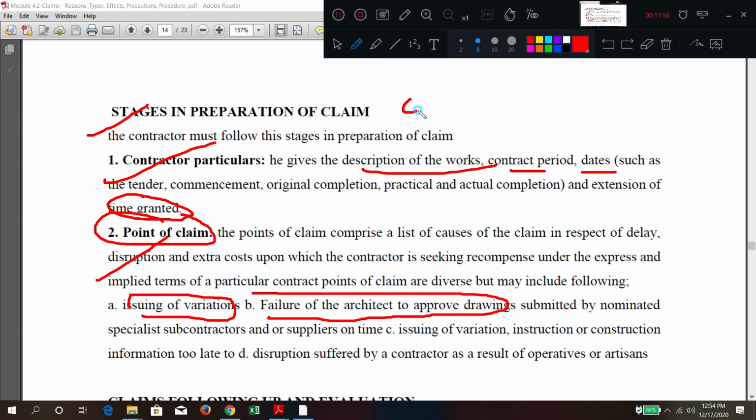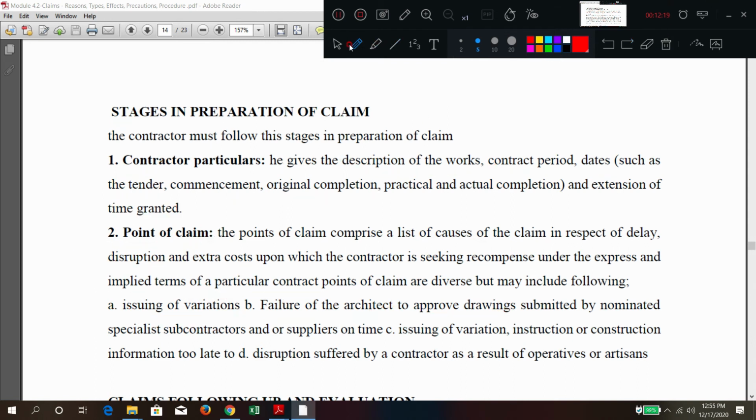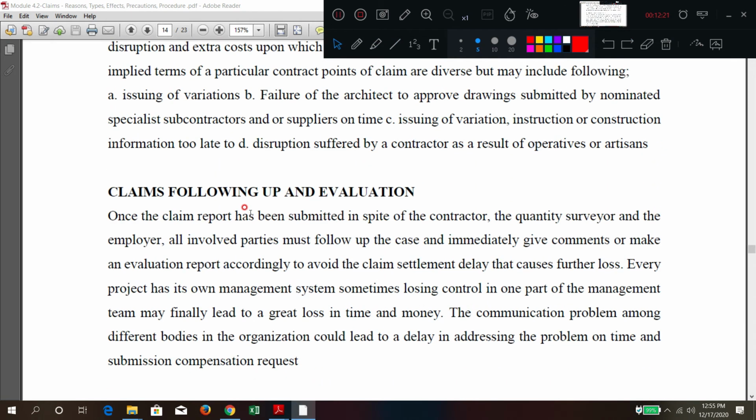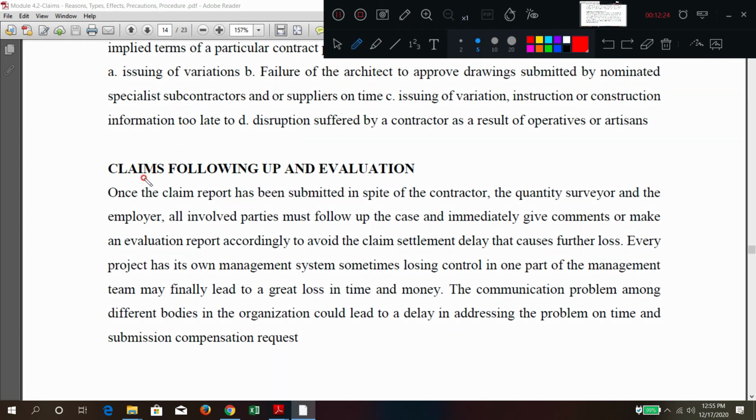So you are preparing a claim means what? The contractor needs to prepare all these things. Point of claim: the architect has not approved the drawing, so that is why the delay. Issuing of variation: the client has changed the specification and drawing, so that is why we are making the claim. So these two are what? Points of claim. We are pointing out these two things for claiming. Like this, the stages. And last is what? It should be followed up. Once you have submitted, it should be followed up. Try to make a closure for that.